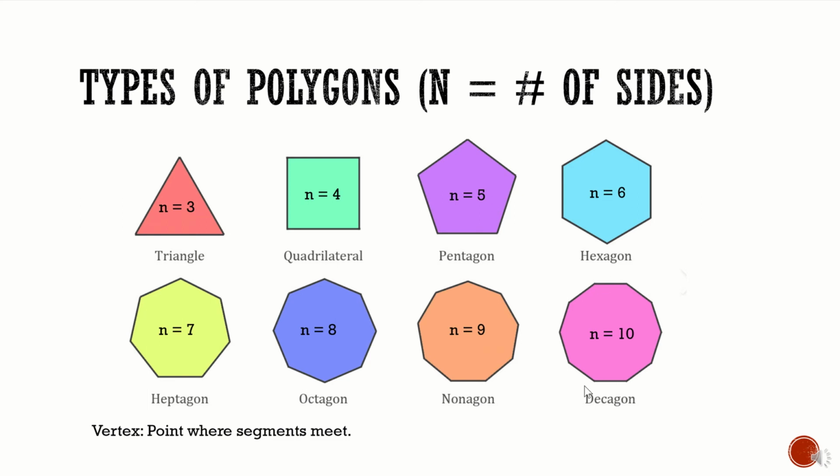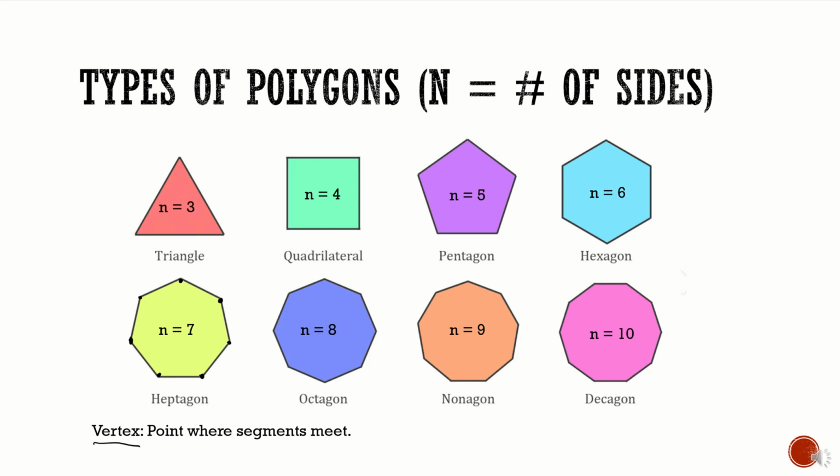You should also know that a vertex is the point where the segments meet. So for example, in the heptagon, the vertices, which is the plural of vertex, would be right here. It's where those segments of the polygon meet. So that is what a vertex is.